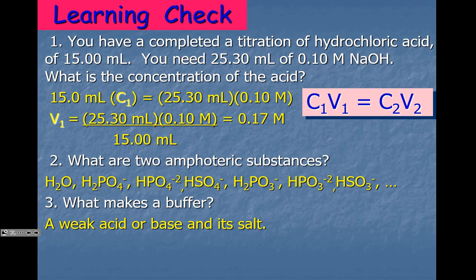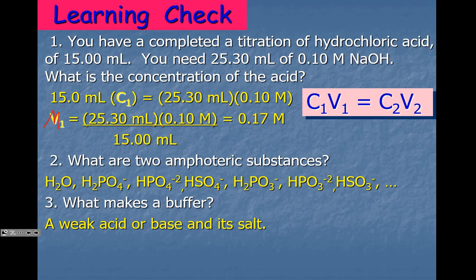Okay, here's some answers for you. How did you do? So, it should have been M1, not V1. That's my mistake. Okay, the molarity is 0.17. The 2 amphoteric substances, there's a lot you could choose from. Water is a very common one to know, but anything that has a hydrogen that can get rid of a hydrogen, and that can gain a hydrogen, that's the key here. To be amphoteric, you need to be able to lose or gain a hydrogen. And then what makes up a buffer? A weak acid or base, and its salt.